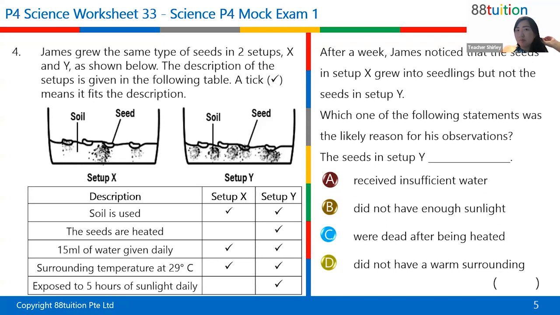Hmm. Can we have someone else? I know Catherine has been volunteering many times. Okay, let's have someone else try to answer this question, okay?